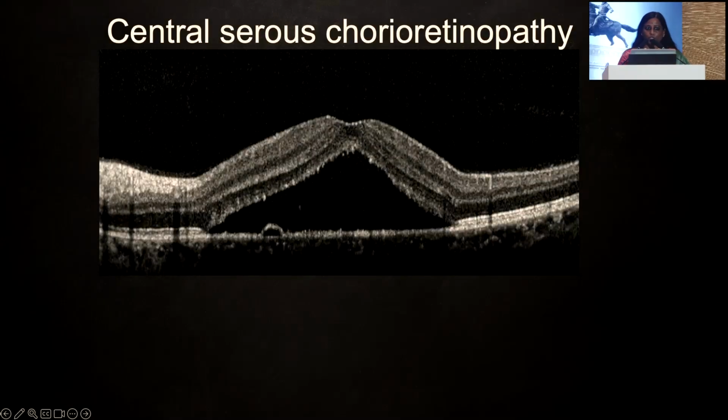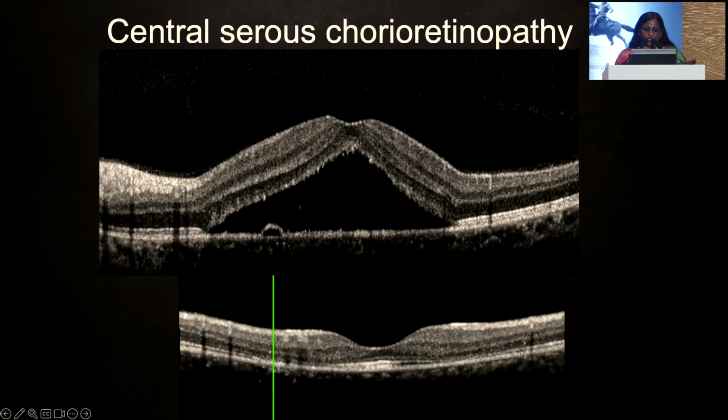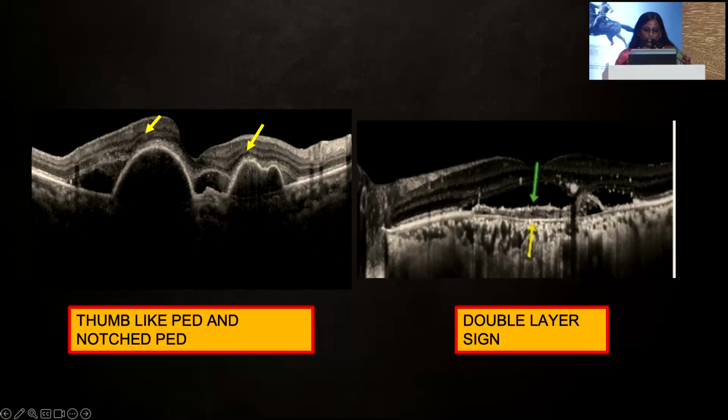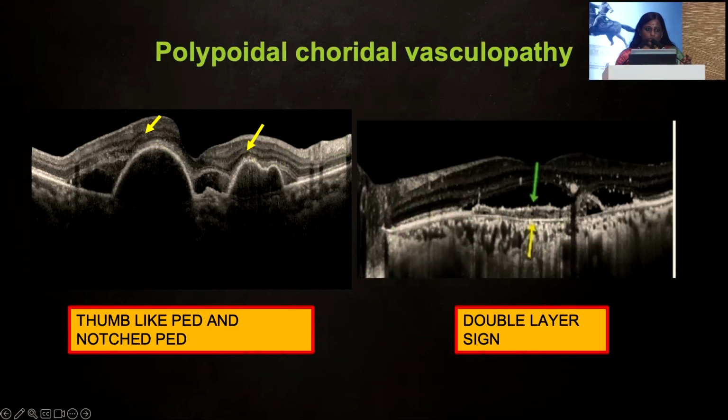Another common thing that you can come across is young patients coming with this detachment, and people not able to sometimes differentiate what it is, but it's very common to have CSCR, and it is self-resolving. Typically you see a PED with a serous detachment right there. This is also commonly seen these days. You have something like a notched PED, you can see a notch there, or a thumb-like PED with subretinal fluid, and a double layer sign. You can see a Bruch's layer separately and the RPE lifting up with some fluid above it.